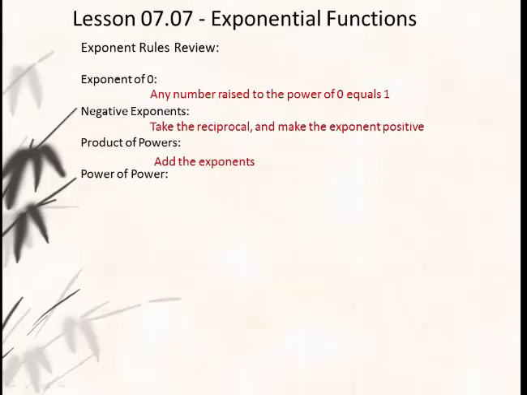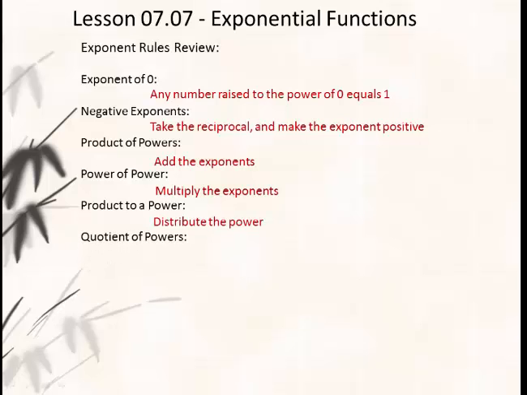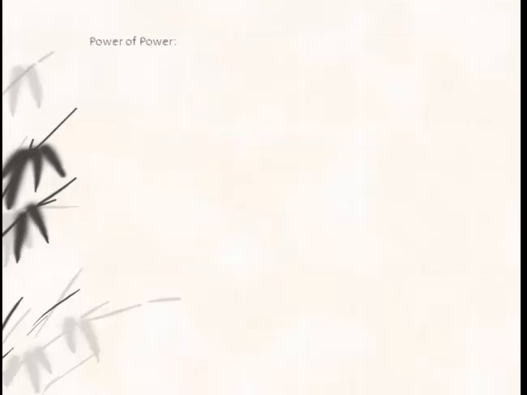Power of a power, multiply the exponents. Product to a power, distribute the power or the exponent. Quotient of powers, subtract the exponents. So let's do an example of each of these.